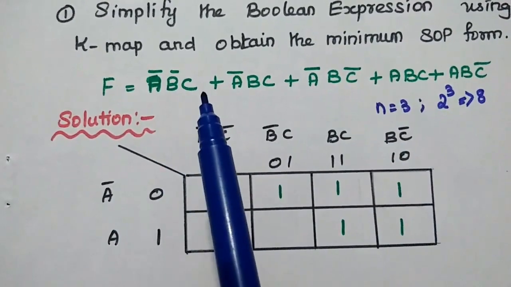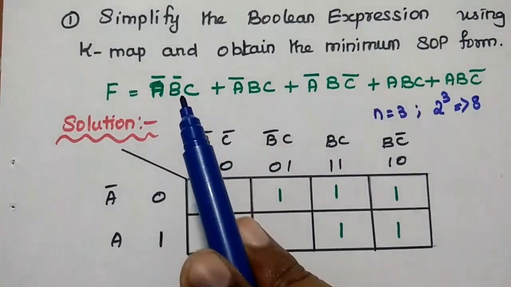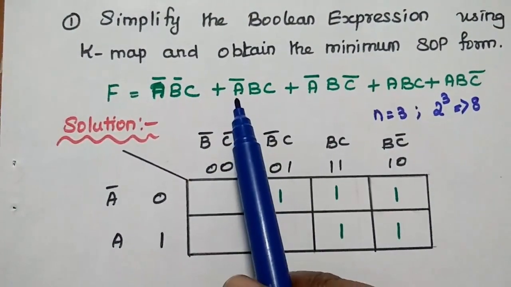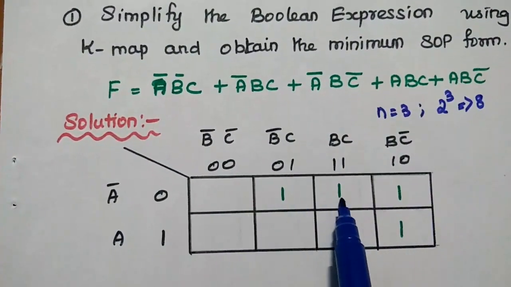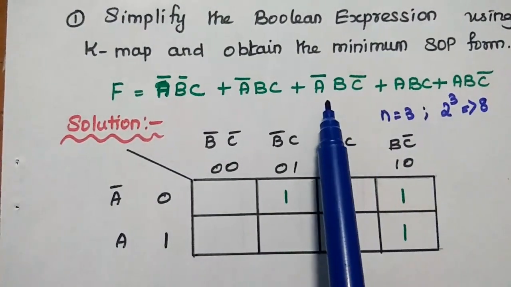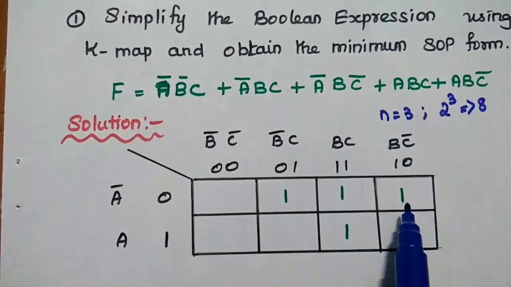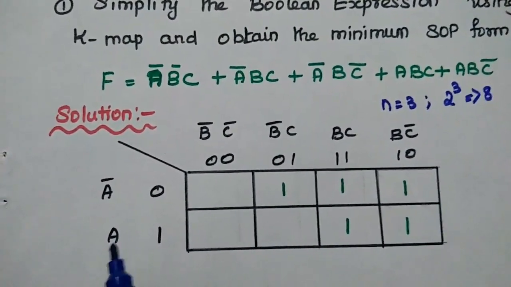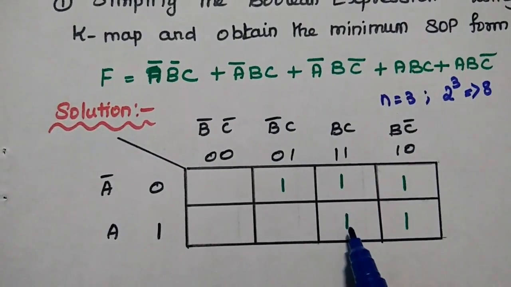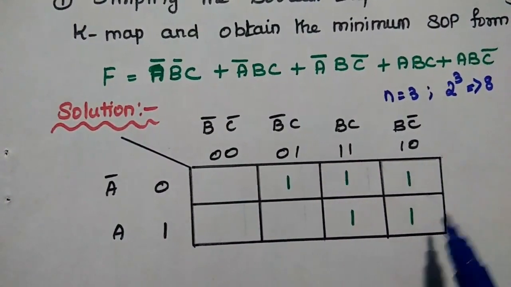First we have to place all the values. A bar, B bar, C. So first we have to put 1 for this term. Next A bar, B, C. So then we have to place the value 1 here, and then A bar, B, C bar. So A bar is here, then B, C bar is here. Place the value 1 here, and then A, B, C. So A is here. Then we have to place that value 1 here. Then A, B, C bar. Here it is A, B, C bar. So here we can place 1.